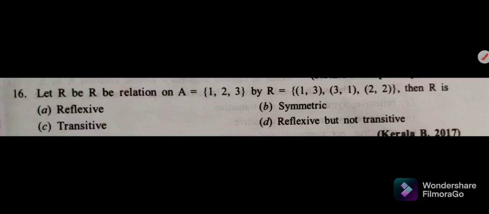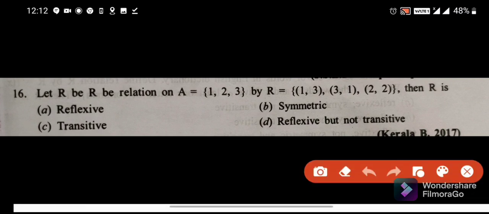Next question. Let R be a relation on A = {1, 2, 3} given by R = {(1, 3), (3, 1), (2, 2)}. Then R is... Now 1 is related to 3 and 3 is related to 1. That is, it is a symmetric relation. So the answer is option B.